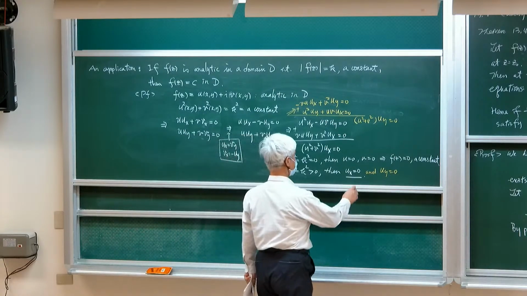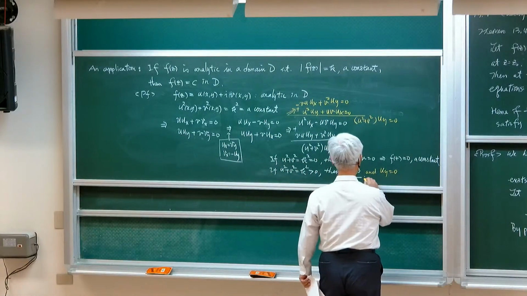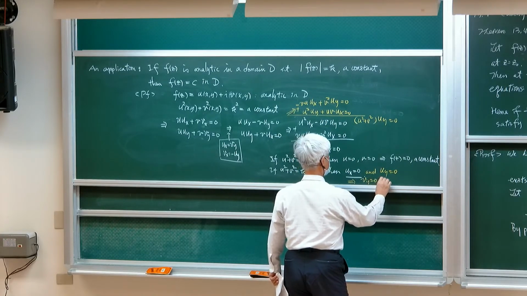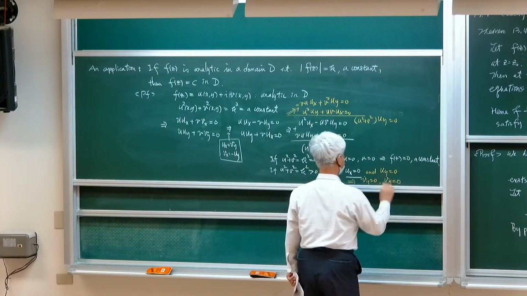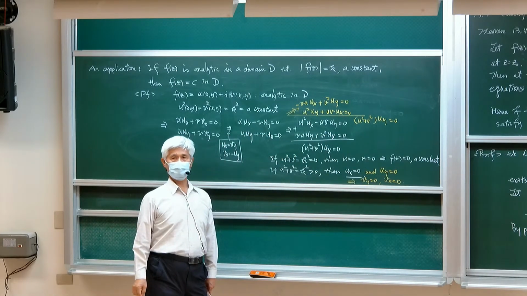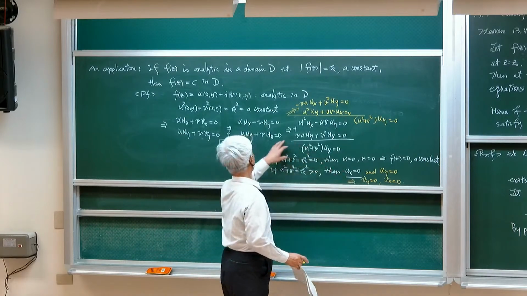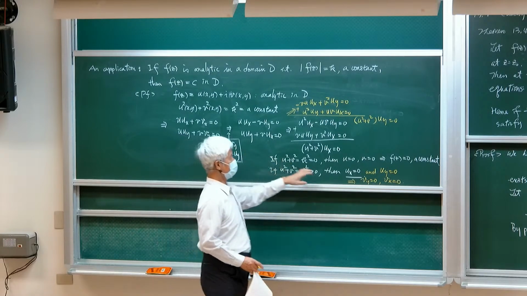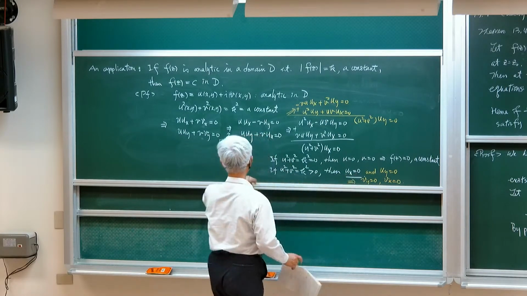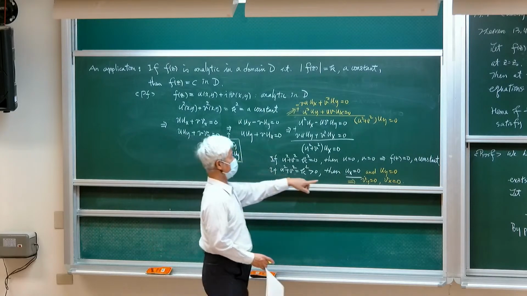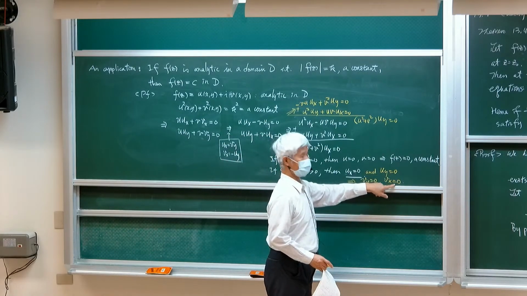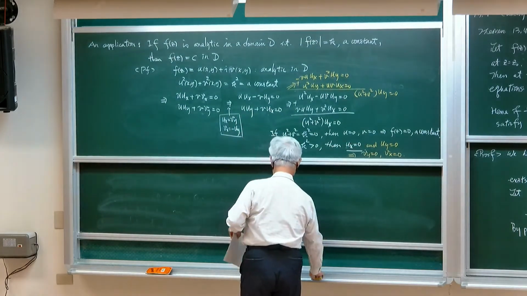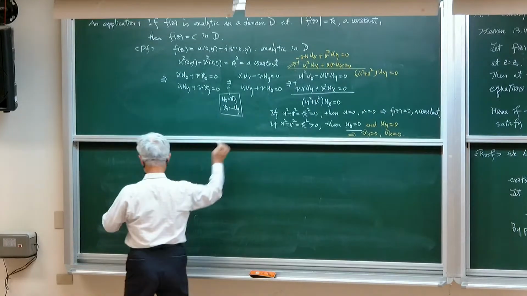Now by the Cauchy-Riemann equations, we also have vy equal to 0 and vx equal to 0. This is from the Cauchy-Riemann equations, right? So if ux is 0, then vy is 0. And when uy is 0, then vx is 0. So all the partial derivatives of first order are zeros.